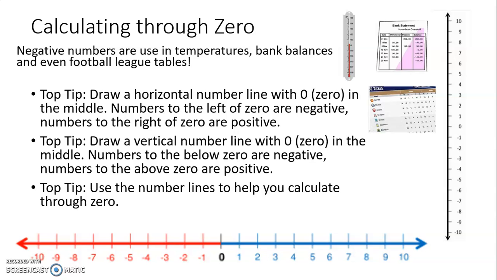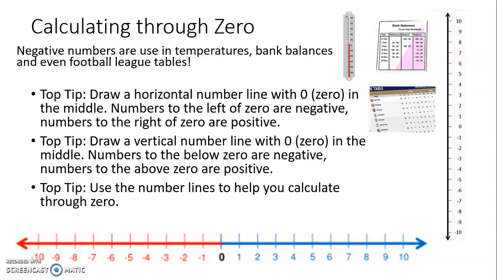Mr. Logue, in this maths lesson we're going to be calculating through zero. That will mean we are using both positive and negative numbers. Examples of places where you possibly will have seen positive and negative numbers before. On a thermometer with the temperature when it's below zero, it will be negative number. Often we say it's -1 or -2 outside.